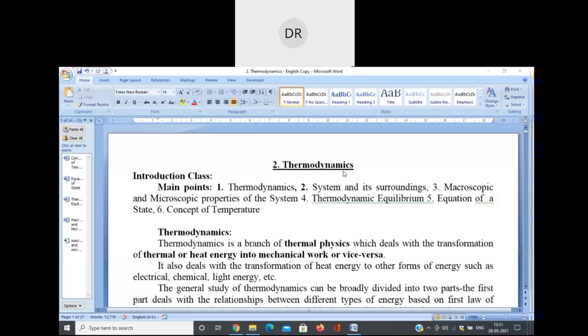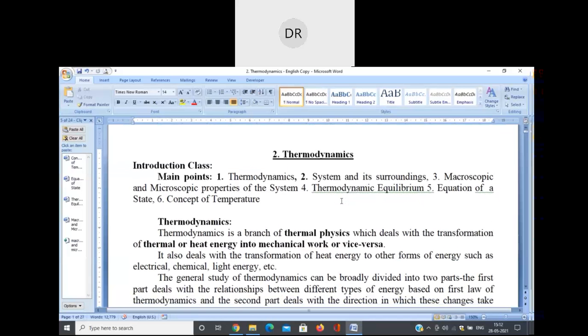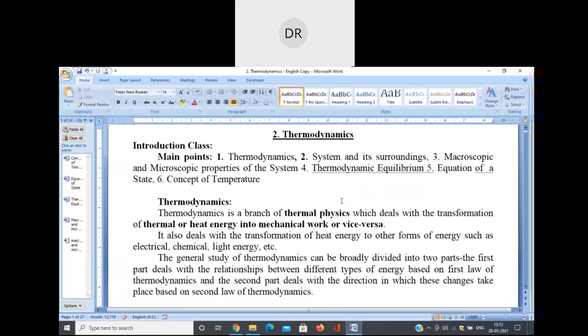Third one. Fourth one is thermodynamic equilibrium. Fifth one is equation of state, concept of temperature, and heat and work. All these things here we discuss. The main points in this class are: What is thermodynamics? What does it deal with? System and its surroundings, macroscopic and microscopic properties of a system, thermodynamic equilibrium, equation of state, concept of temperature, heat and work.